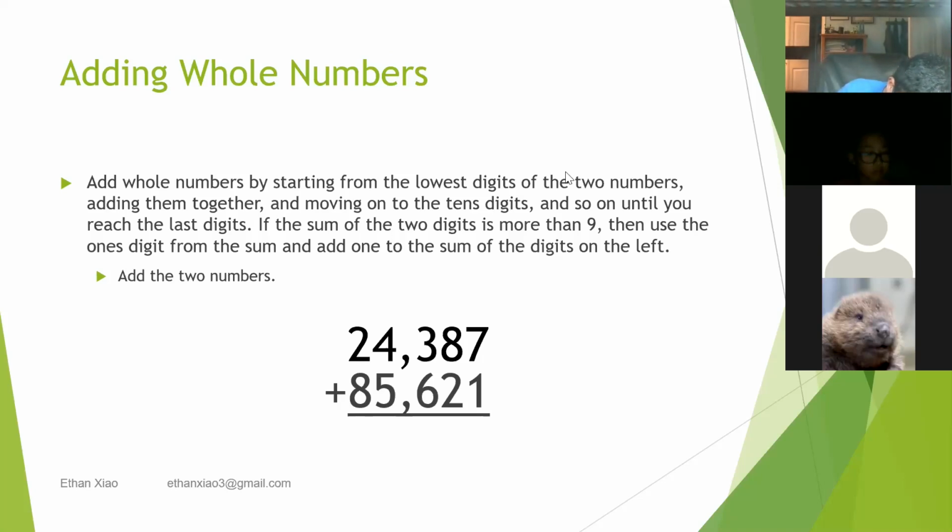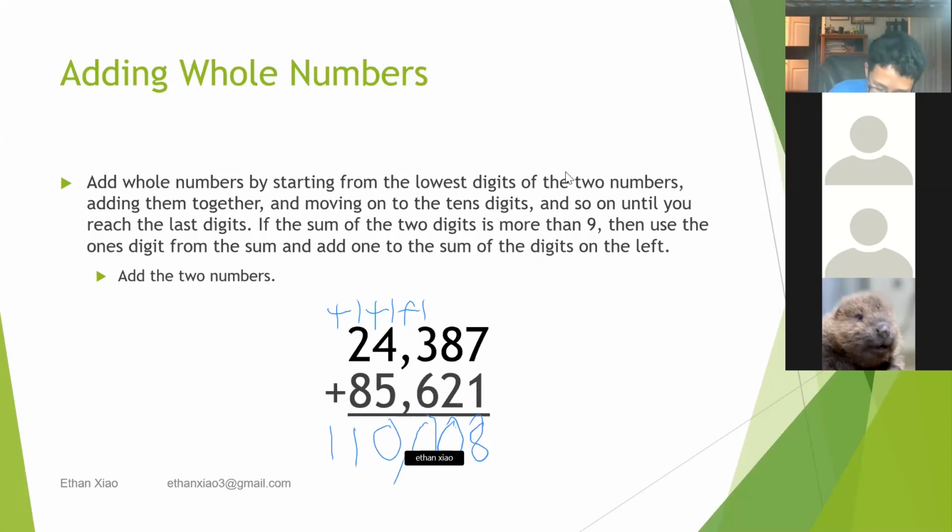7 plus 1 is 8. Then we move on to the tens digits. 8 plus 2 is 10. So we just use the ones digit of 10, which is 0, and we add 1 to the next set of digits. 1 plus 3 plus 6 is also 10, so we put 0 here. We add 1 here. 1 plus 4 plus 5 is 10 again. We write 0 here. And 1 plus 2 plus 8 is 11. So we put 1 as the ones digit, and since there's nothing in the next slot, we just put another one there. So the answer is 110,008.